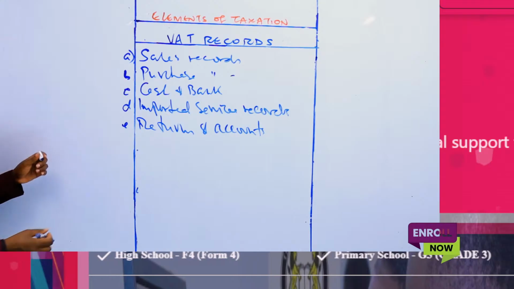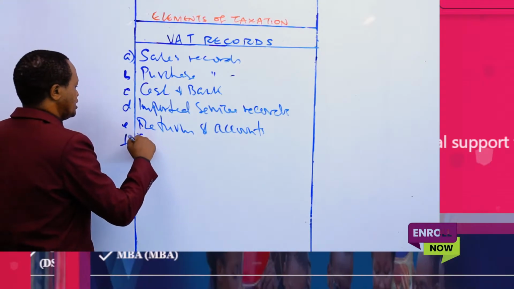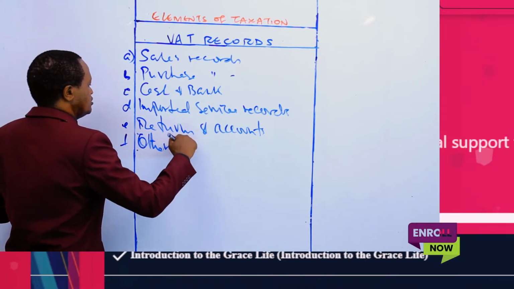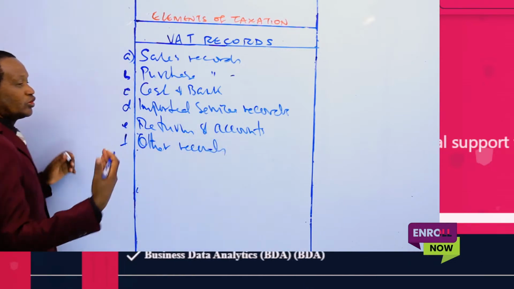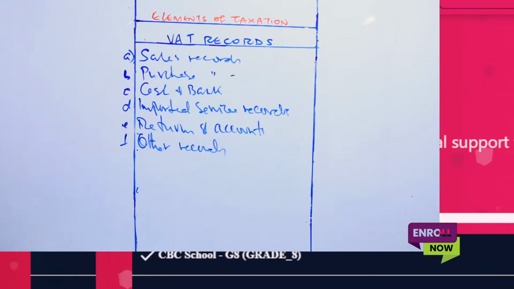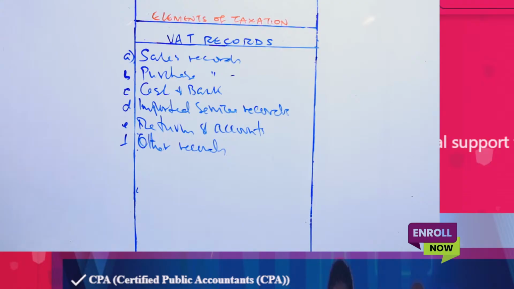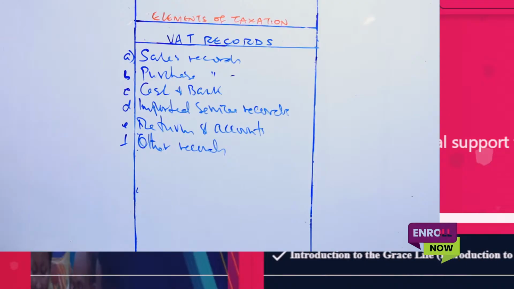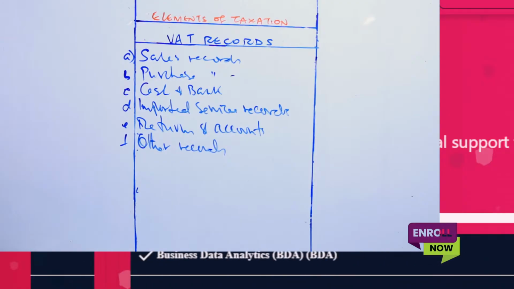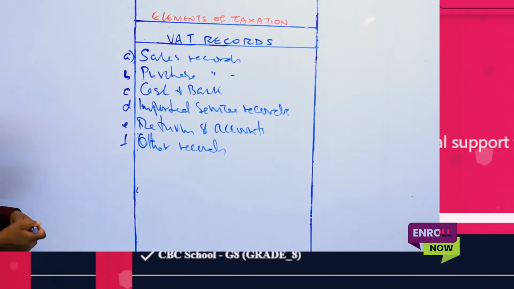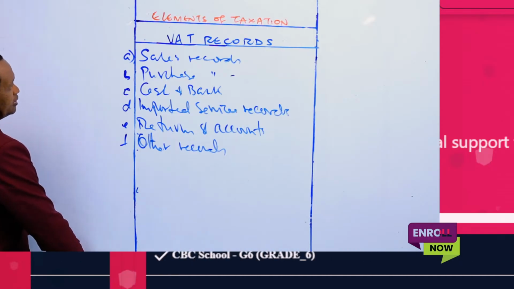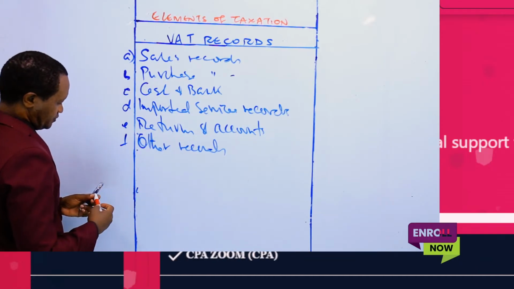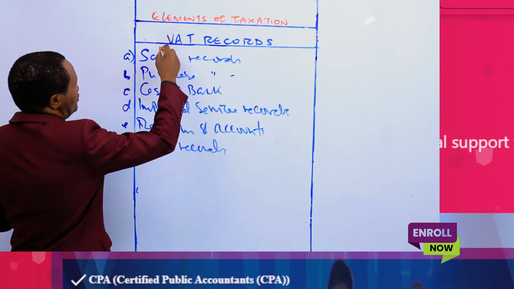Then there are other records like the stock records. Other records include the stock records, that is inventory movement. They may also have details of all deliveries. We have the VAT account for each tax period. We have any other accounts or records specified in writing by the Commission. So these are the types of records.